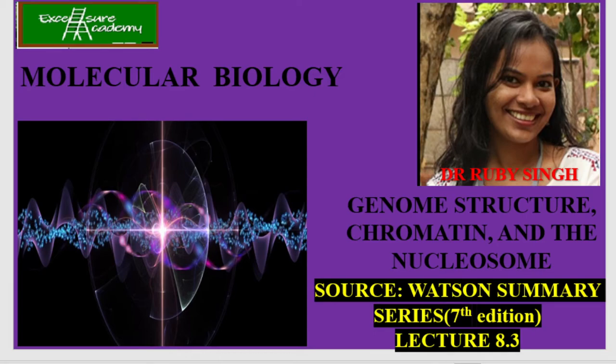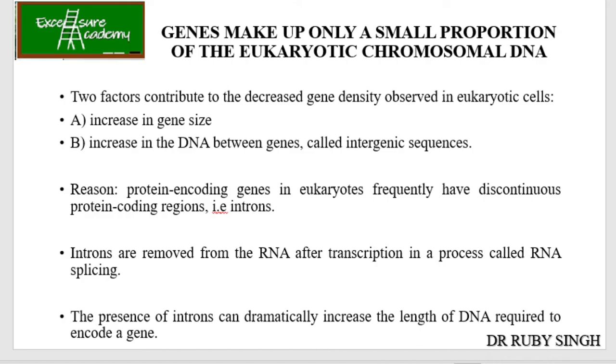In today's lecture, we are going to talk about how genes make up only a small portion of the eukaryotic chromosomal DNA. Why? Because if you remember in the previous lecture, when we were talking about the size of the genetic material, we saw that E. coli had all the good genes, that is functional genes, whereas in the case of humans, so many introns were present, and only a small number of functional genes. That is what we are going to discuss right now.